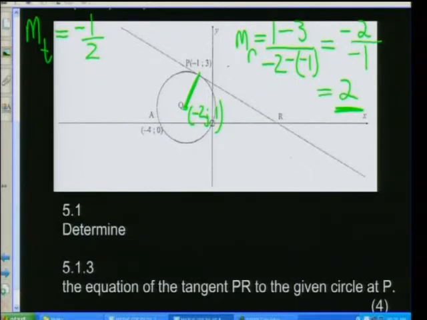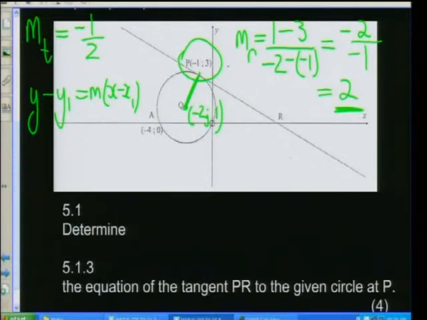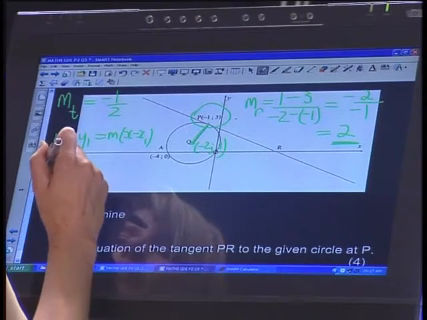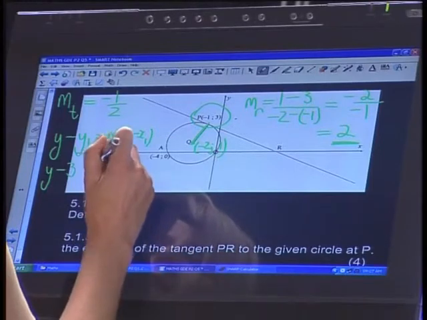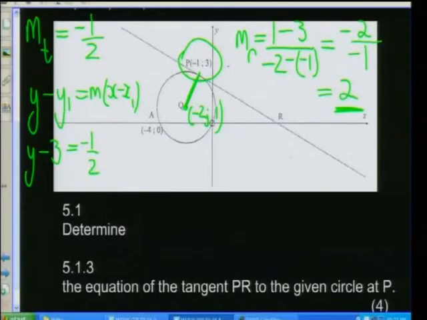Now let's quickly put it into our formula. I'm going to say y minus y1 is equal to the gradient m and then x minus x1. And it's now very important that you remember to substitute the point of contact in. For some reason, sometimes people substitute in the center of the circle. That makes no sense whatsoever because the center of the circle is not on the tangent, right? So we're going to say y minus 3 is equal to negative a half x minus 1, which then becomes x plus 1.